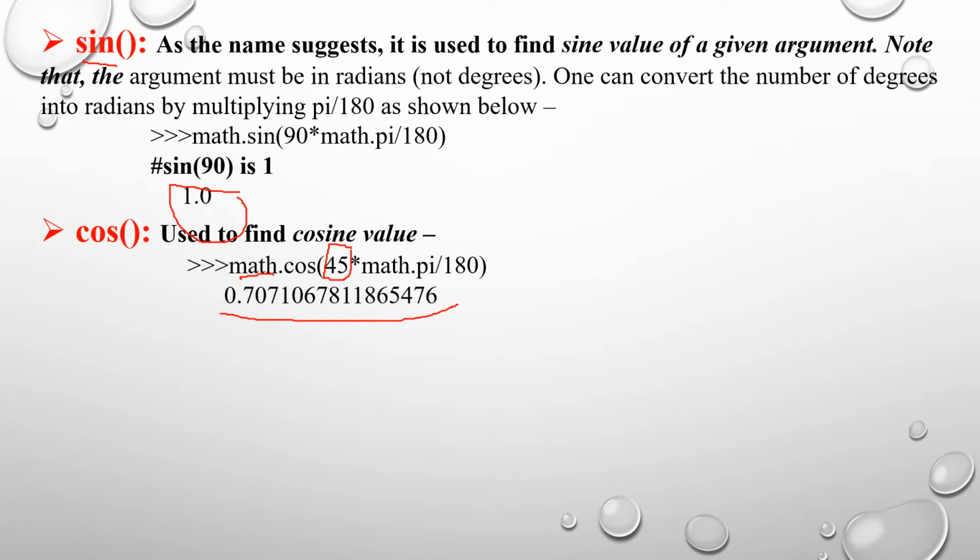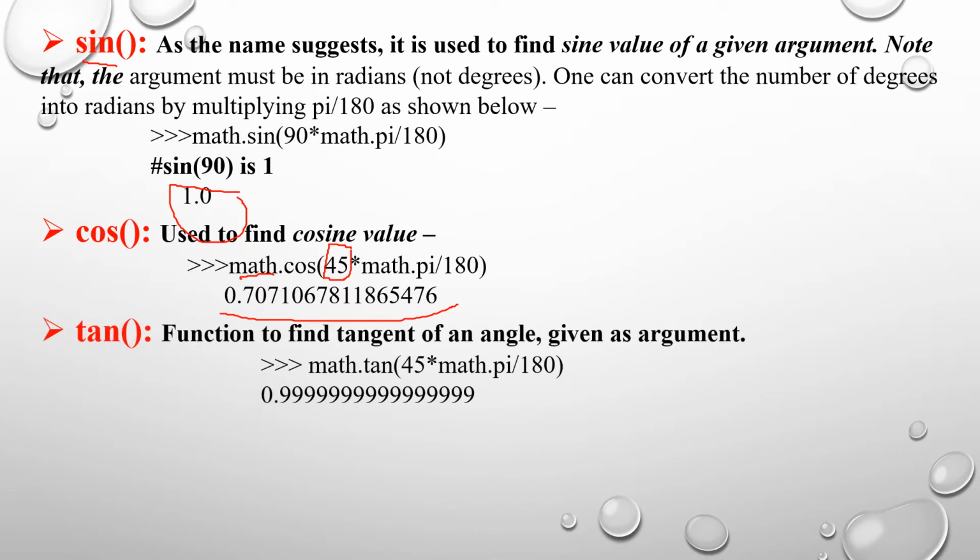The next function is the tan function, used to find the tangent of an angle given as an argument. So for example, you take math.tan of 45, multiplied by math.pi divided by 180. This converts degrees into radians. So here we convert the 45 degrees for the tan value, and it will give 0.999.